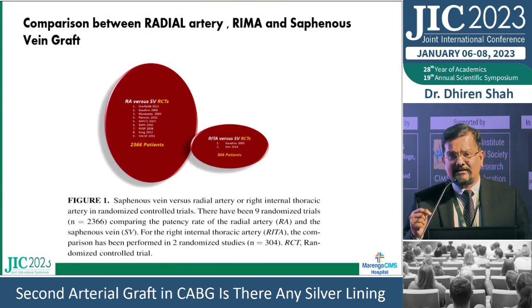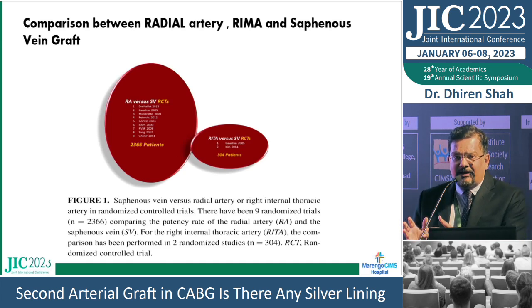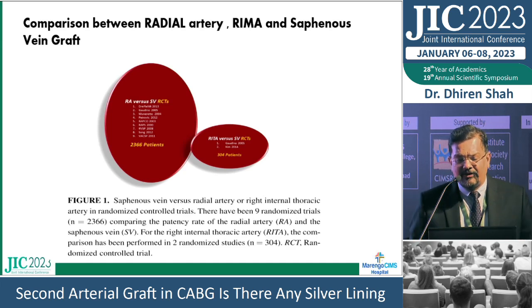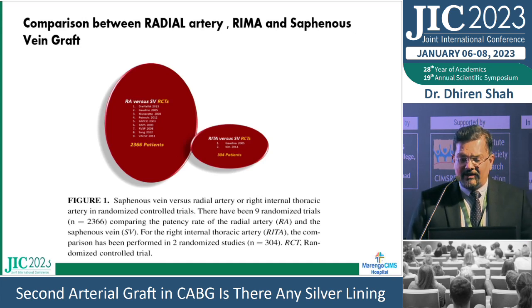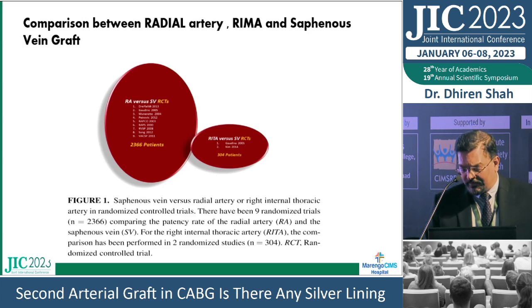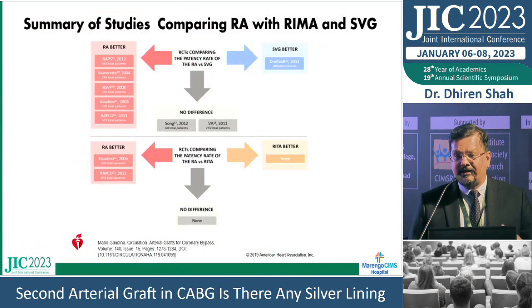So now let us come to another aspect, whether to use radial artery or right internal mammary artery or a venous graft. How to decide that? There are 9 randomized controlled trials which are comparing radial artery with SVG, and 2 randomized controlled trials which are comparing RIMA with saphenous vein graft. And what are the data?